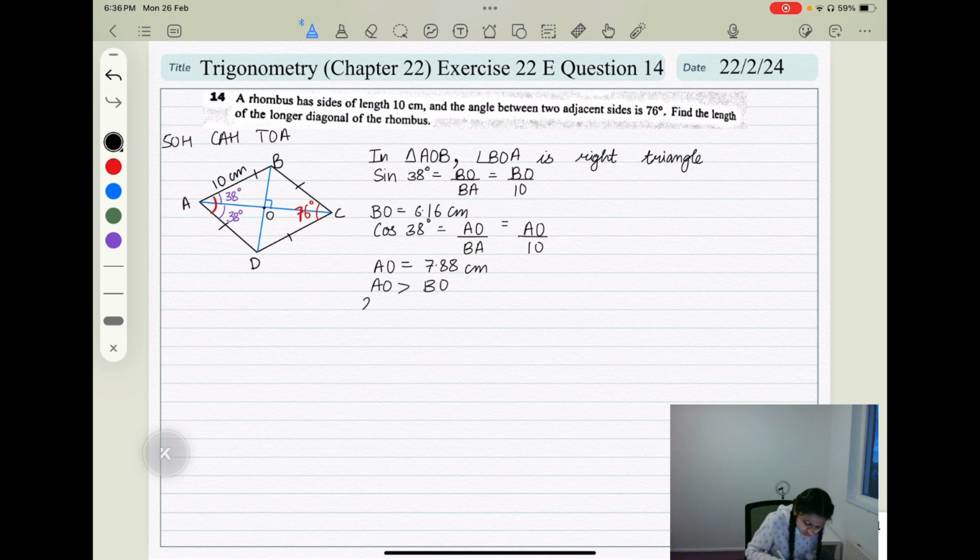So 2AO is greater than 2BO, and 2AO is equal to AC, which is greater than 2BO, which is equal to BD, because the diagonals of a rhombus bisect each other. Once you know that AC is greater than BD, you can say that AC is the longer diagonal.